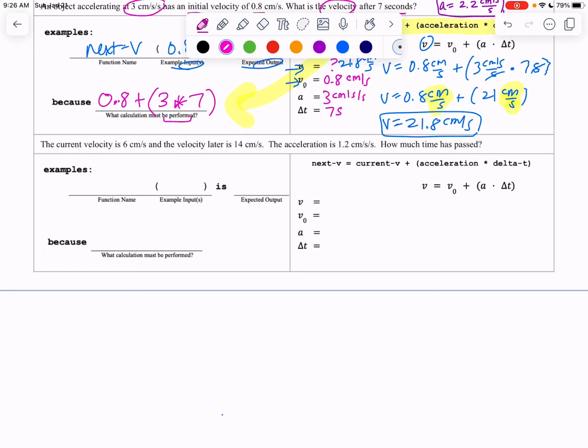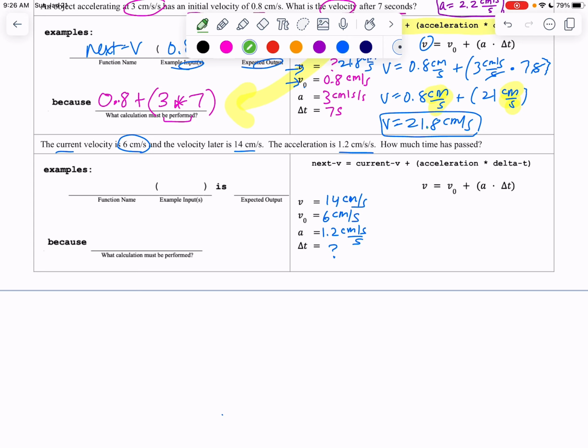Okay, here we are for the last one. Current velocity is 6. That's like my initial, at the beginning of the interval. And the velocity later is 14 centimeters per second. So that's like my next v, or my final velocity at the end of the interval. All right. The acceleration is given as 1.2 centimeters per second. How much time has passed?